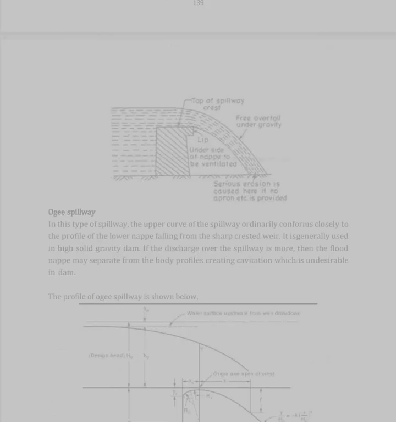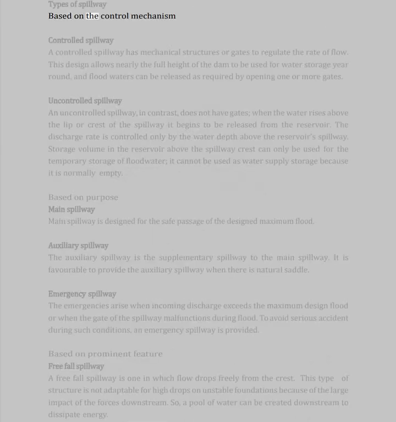Types of spillway based on the control mechanism. Controlled spillway: a controlled spillway has mechanical structures or gates to regulate the rate of flow. This design allows nearly the full height of the dam to be used for water storage year-round, and floodwaters can be released as required by opening one or more gates.